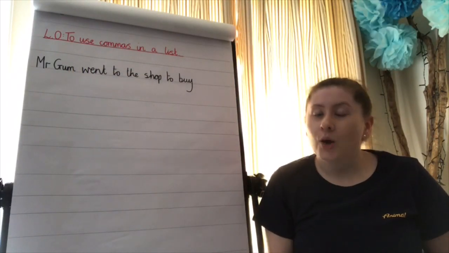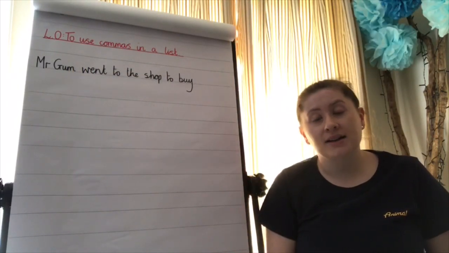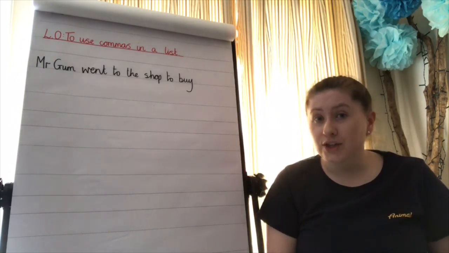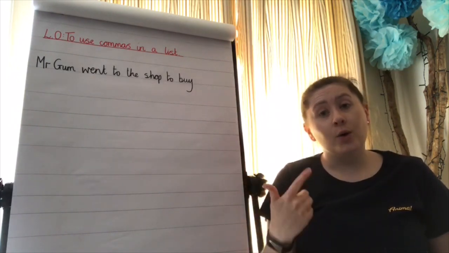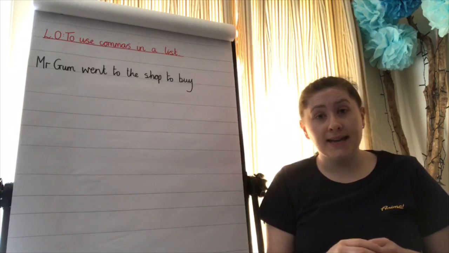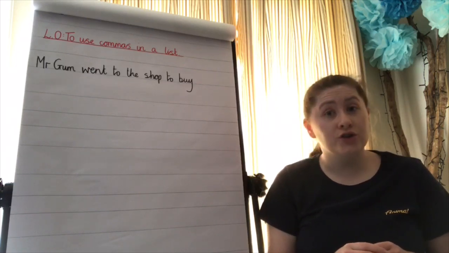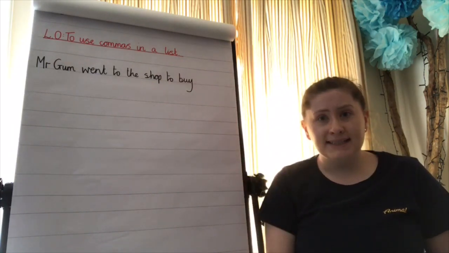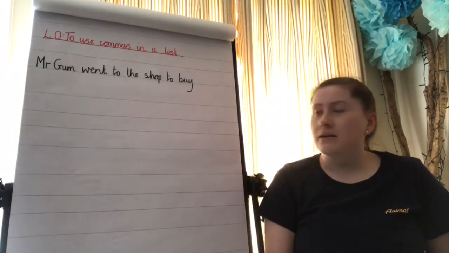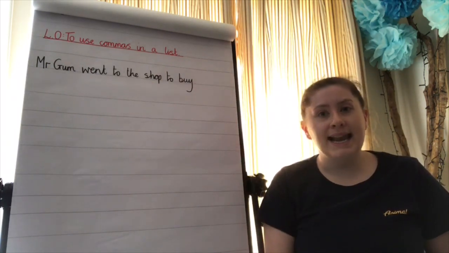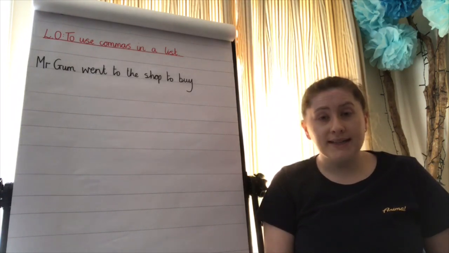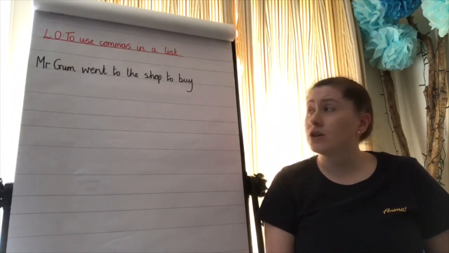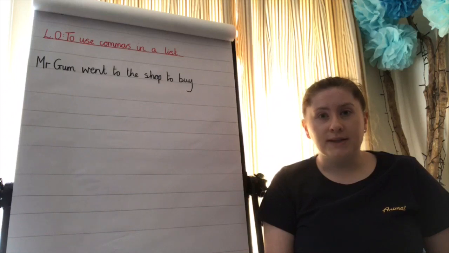Right, Year 3, we did a fantastic job on our starter, and we now know whether we use the determiner a or an, depending on whether the next word begins with a vowel or a consonant. So we're going to use our starter work to help us with our main activity today. Today we're going to look at using commas in a list, because when we're doing our writing it's important we punctuate it correctly, so that's going to be our focus today.